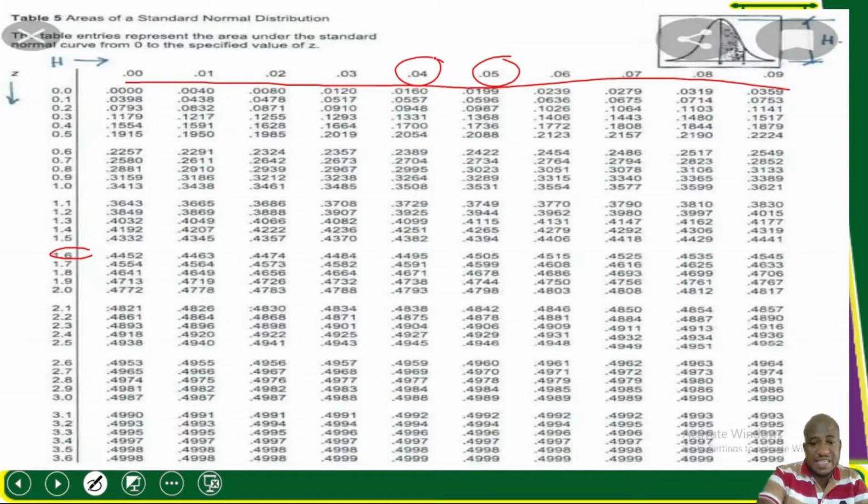Now we have to search their corresponding values that match the 1.6 from the vertical side. With the 0.04, the value that matches it is 0.4495, and with the approximated value 0.05, the value that matches it to the vertical value 1.6 is 0.4505.